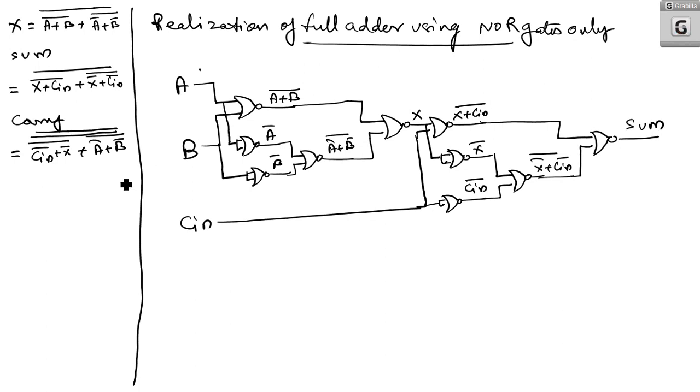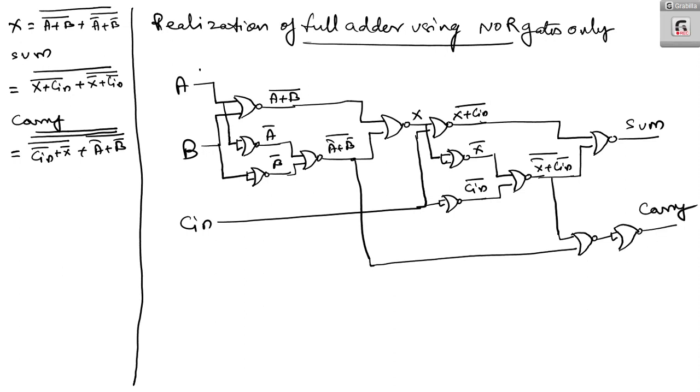So that is just for sum. Now what is carry? Cin bar or H bar the whole bar, that is here. Now A bar or B bar the whole bar, that is also here. Now NOR those two and again take the complement of that. So we will get the carry. Okay. So this is the realization using NOR gates only.